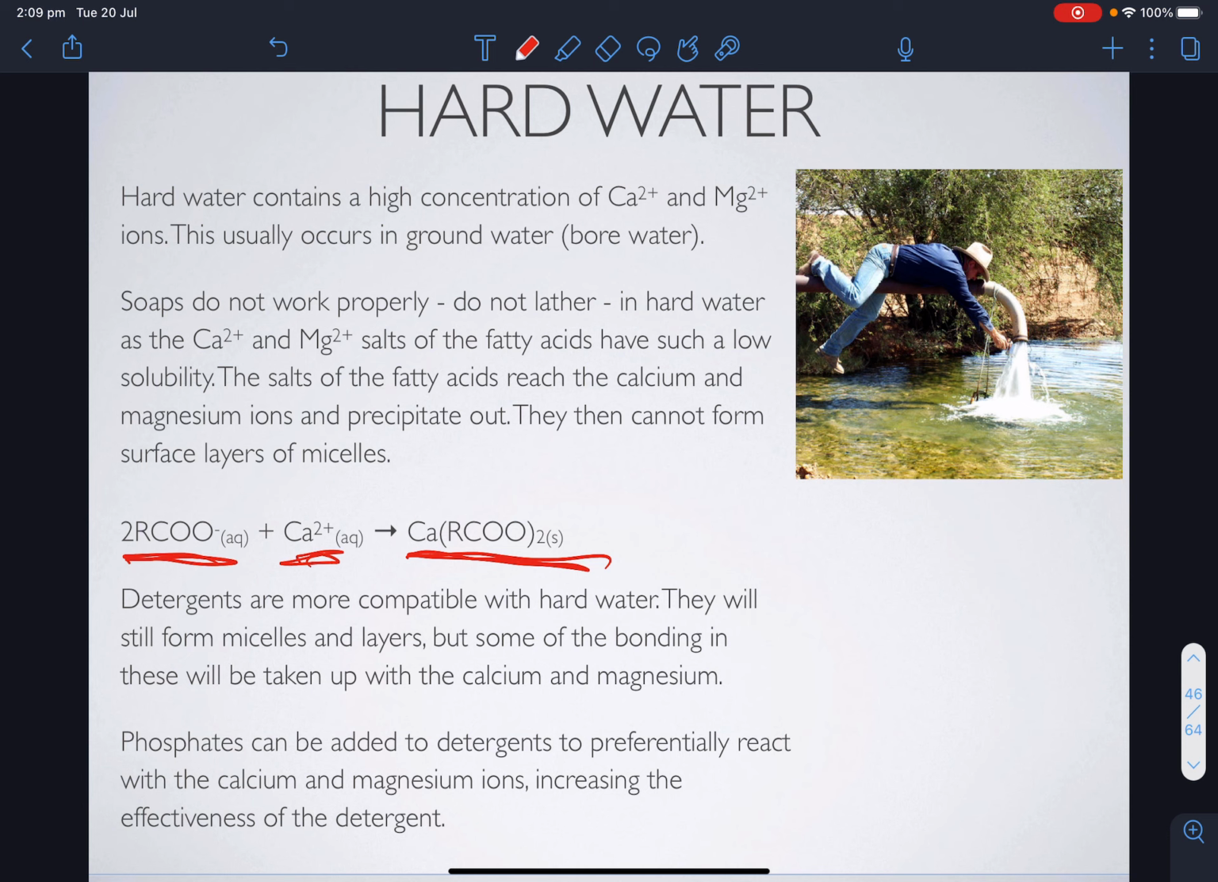Okay, detergents are more compatible. They'll still form micelles and layers, but some of the bonding in these will be taken up by calcium and magnesium. The most ideal is the non-ionic one, which doesn't bond with the calcium and magnesium, and they still work like they're not there. One way around this, if you've got hard water, and companies do this, is they put phosphates in detergents. Phosphates first mop up the calcium 2+ and the magnesium 2+, and then the detergent, once they've gone, and the soap can do their work.